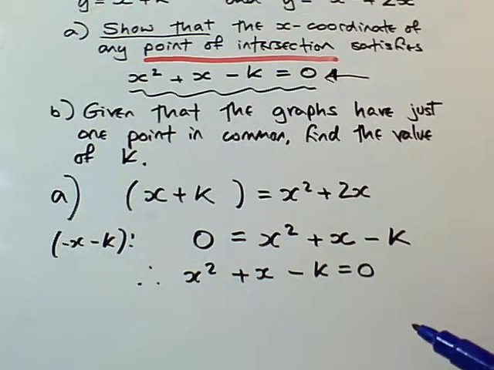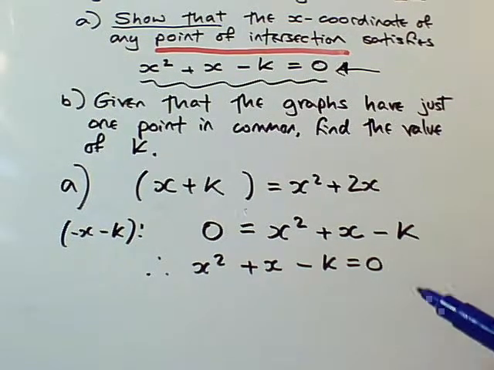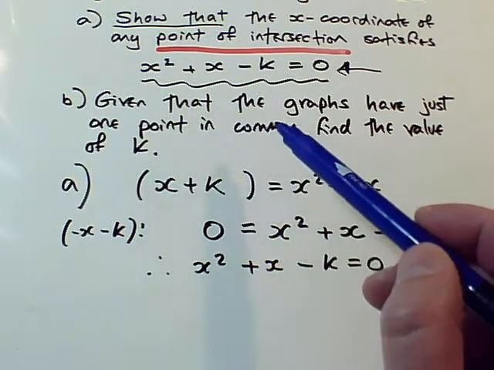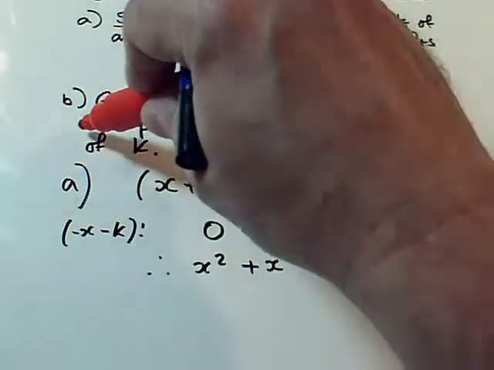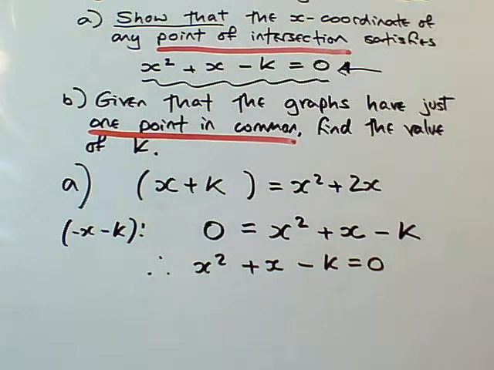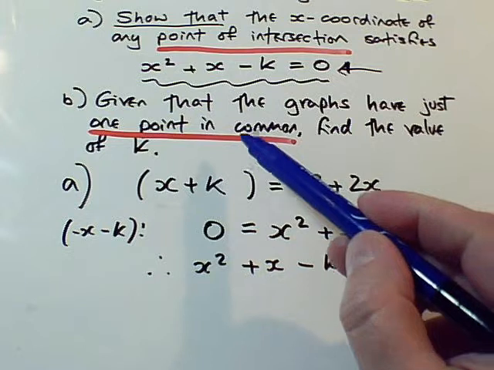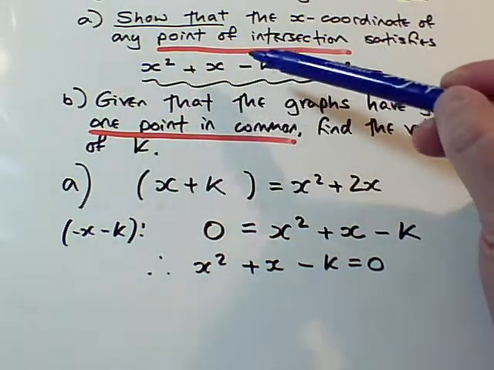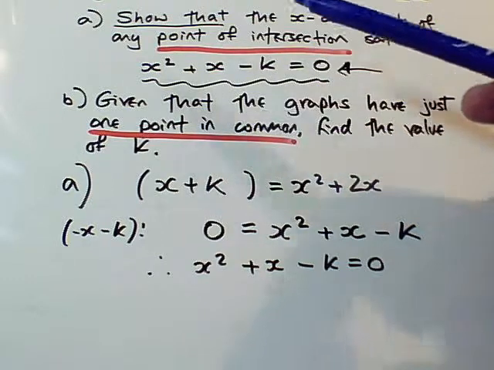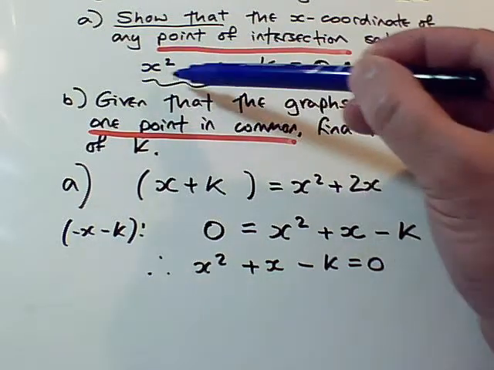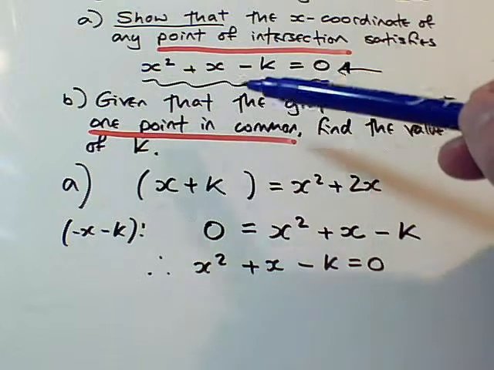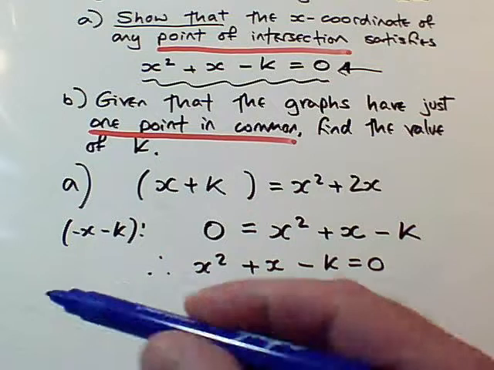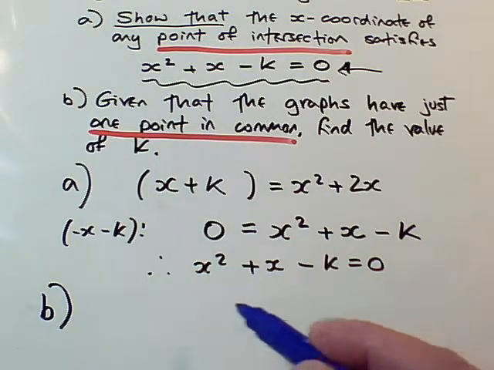Now in part B, given the graphs have just one point in common, find the value of k. So I'm going to be ending up by finding k. My starting point is this idea that it's just got one point in common. What does that remind me of? Well, the number of points in common will be the number of solutions to this equation. Remember, A and B, the parts will be linked. So I know that this equation is true at the points of intersection. Now I know there's just one point of intersection. This equation has just one solution. So that is the clue that I need to look at the equation I've just done.